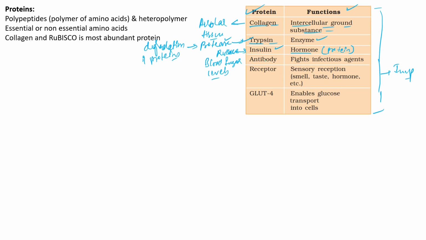Next we have the antibody, right? Antibody is also called immunoglobulin, and antibodies are also abbreviated as AB. So we have IgA, IgG, IgD, IgE, and the last one is IgM.